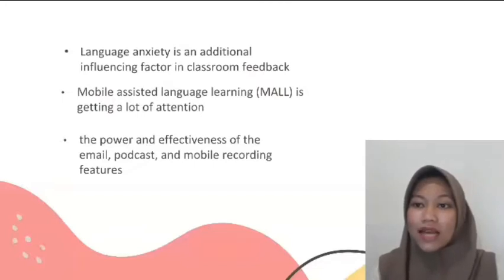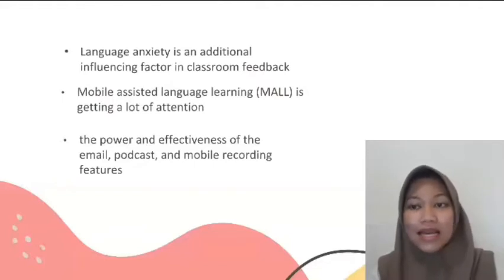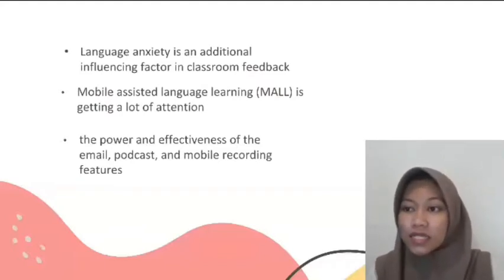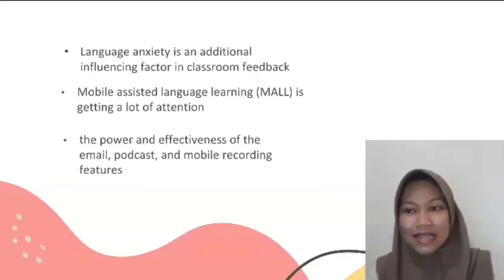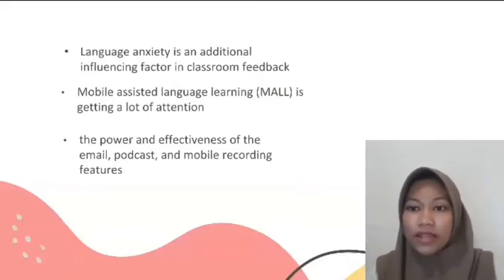In classroom settings, however, individual learners may not be able to receive corrective feedback because feedback is normally directed toward the whole class, and because it is impossible for teachers to give each student immediate and detailed feedback due to time limitations. Moreover, language anxiety is an additional influencing factor in classroom feedback. Sheen found that learners with high language anxiety might have failed to process feedback provided by the teacher, which mitigates the effectiveness of teacher corrective feedback.